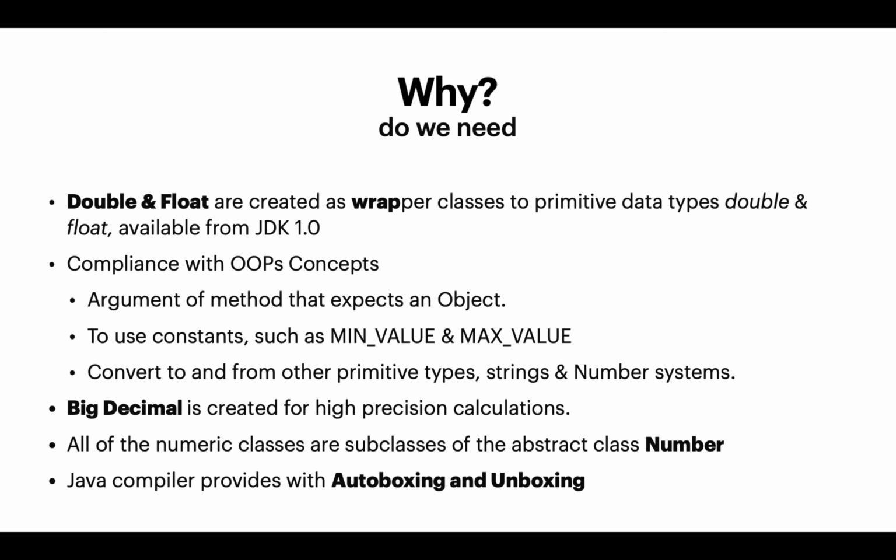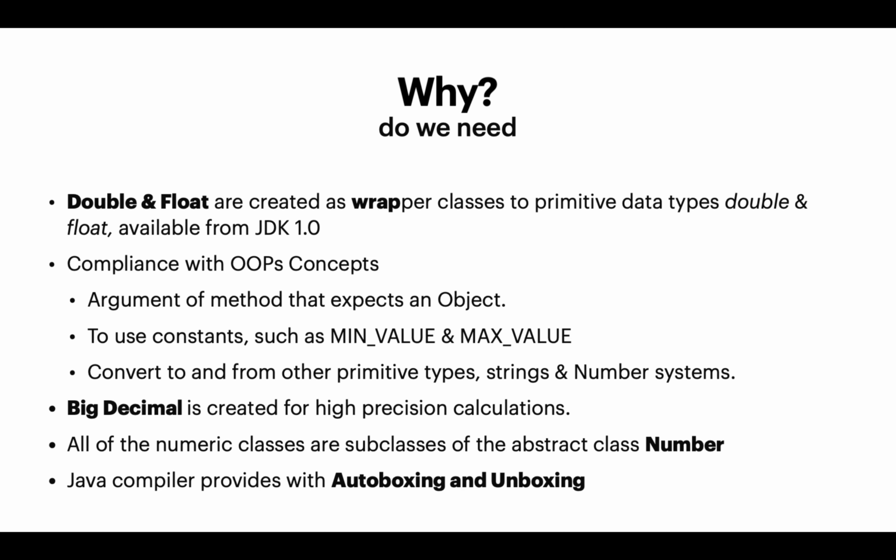The main objective is to have compliance with the OOPS concepts. It is okay for beginner developers to use these primitive data types, but wherever possible, objects have to be used because they have multiple benefits, like exception handling, and you can also convert the object from one data type to another, right? And why would you want to do all that by yourself when it is already provided in the Java API, right?